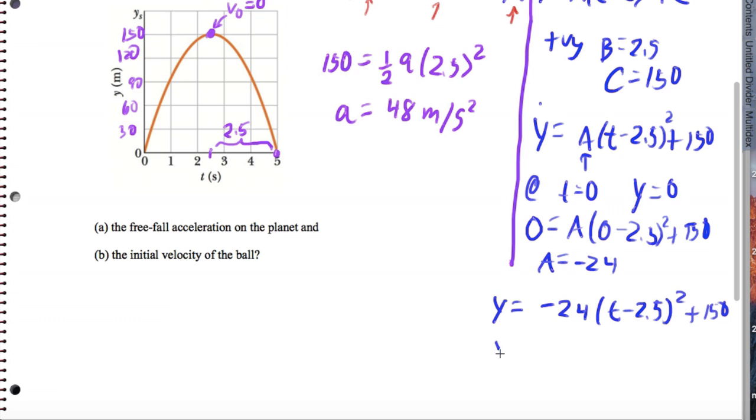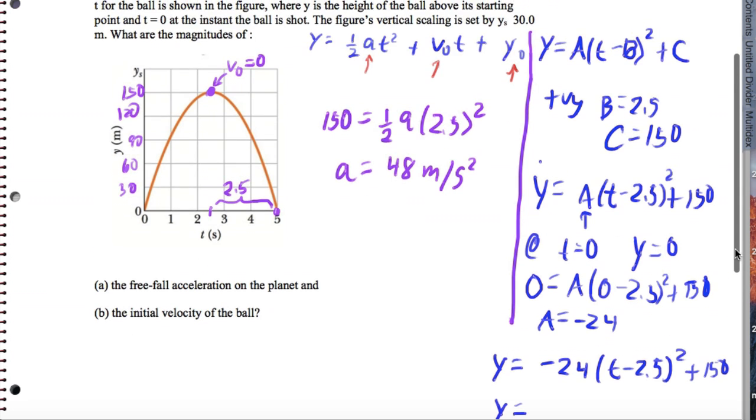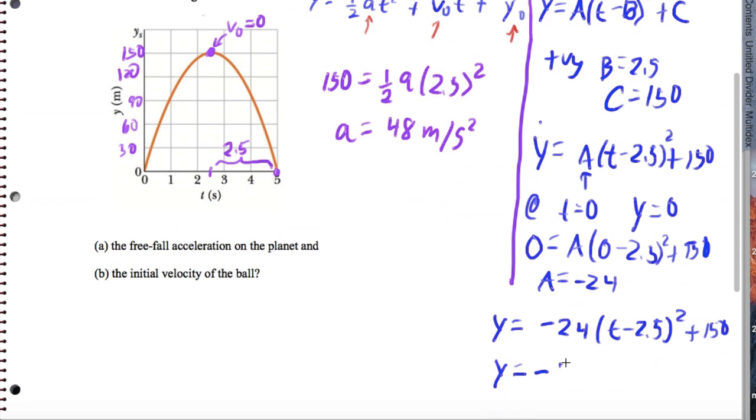When you multiply all that out and simplify, you end up with an equation that looks like this: y equals negative 24 t squared plus 120t plus 0. That's it. So that's Cam's approach, and that's one really good way of doing it.